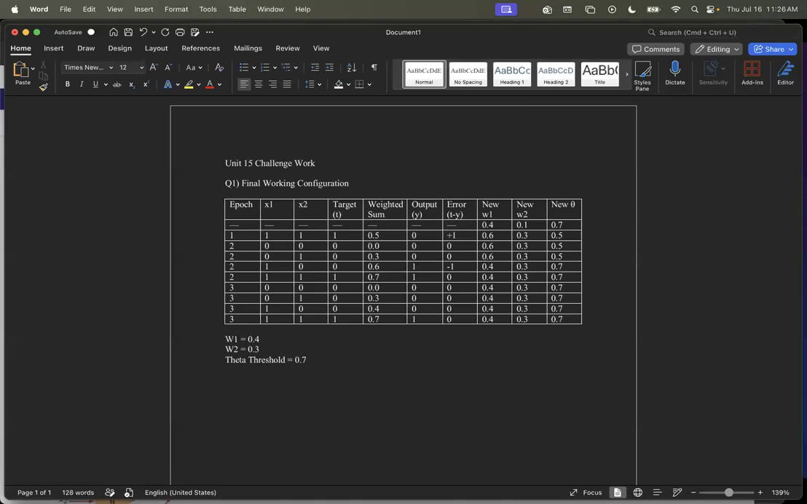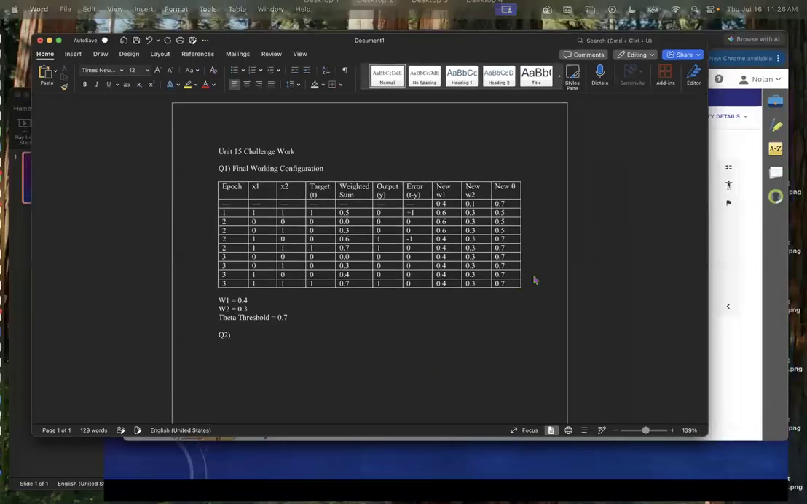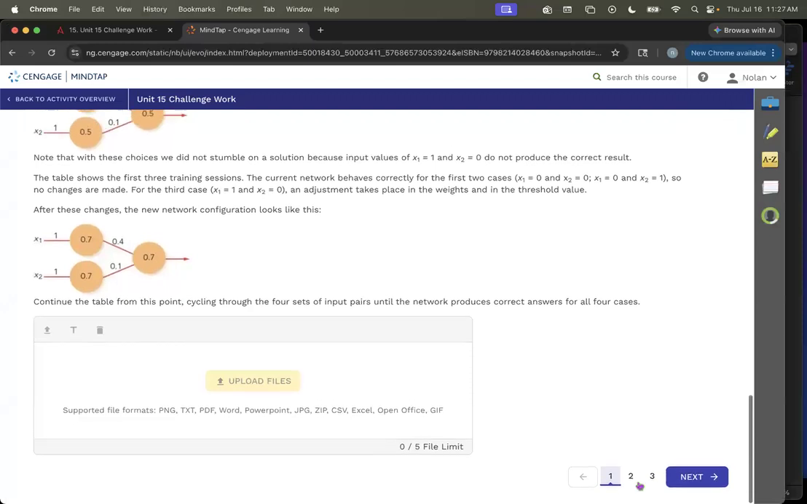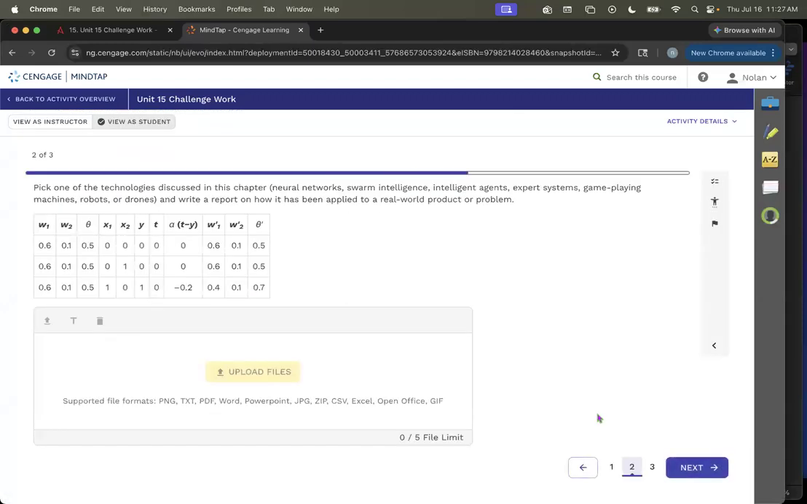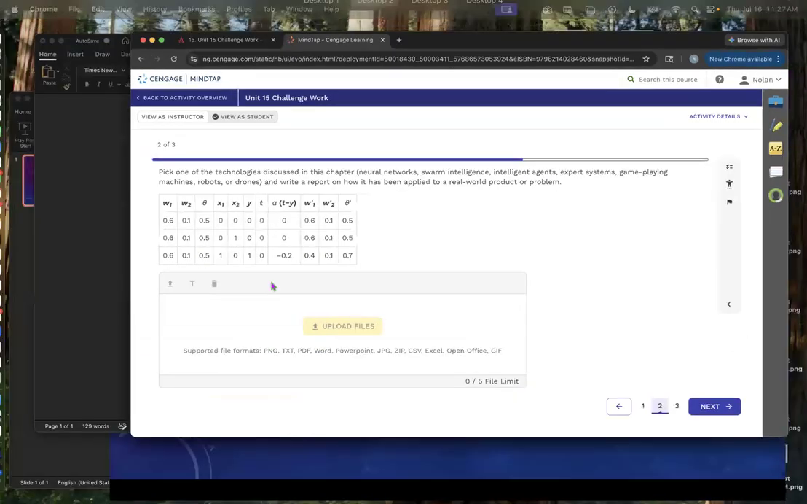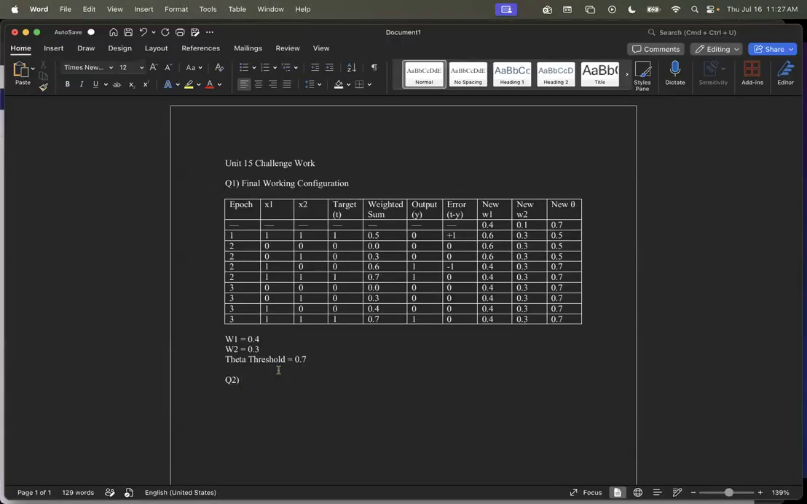You would save this as a document, convert it to a PDF, and then submit that PDF. And now we're going to move on to question 2. So this question 2 is pick one of the technologies and write a mini report like we've done several times before. So I'll just call it a technology report. So we can write about, I'm going to write about swarm intelligence and telecom routing.